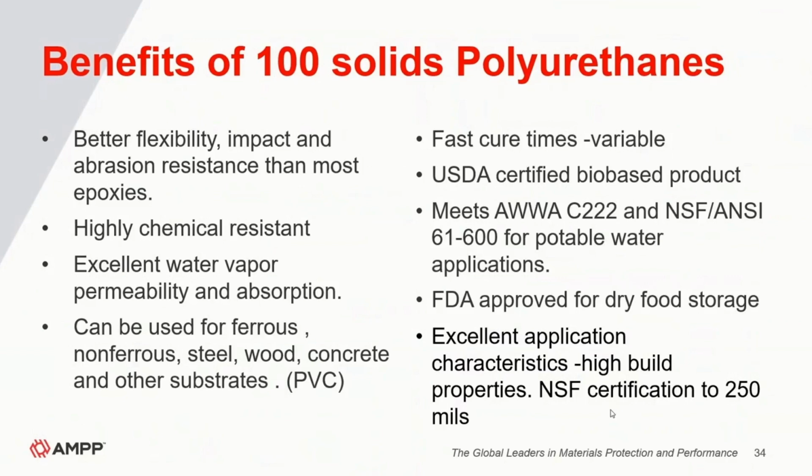They're highly chemical resistant, with excellent water vapor permeability and absorption. That means that water vapor penetration is what you don't want into a coating. The lower that number is, the less likely it is going to allow water to pass through the coating to the substrate, which is now going to start a corrosion cell. These can be used on just about any substrate. We use them on water, wastewater, non-ferrous steel, wood, concrete, and other substrates. We do PVC as well.